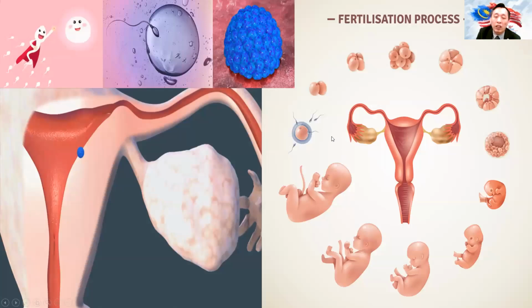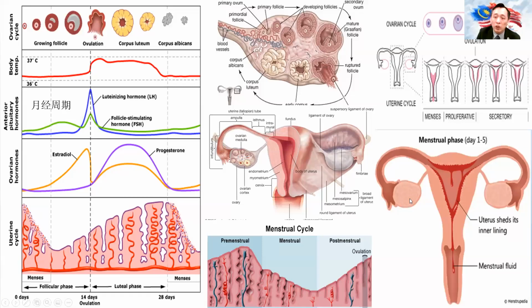If you count from the first day of the period, the average pregnancy is about 40 weeks. If you count from ovulation, the average pregnancy is 38 weeks. If the pregnancy doesn't occur, the lining of the endometrium will shed, then bleeding starts to occur and the next menstrual cycle begins.